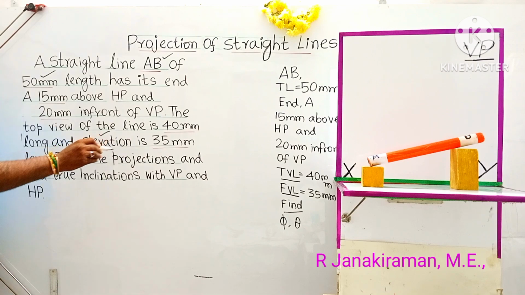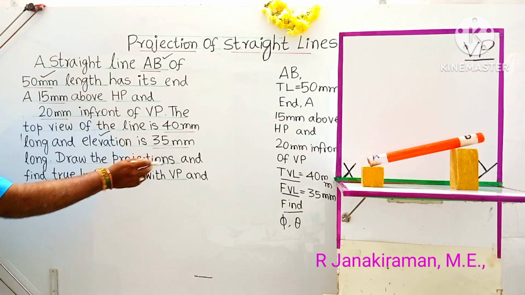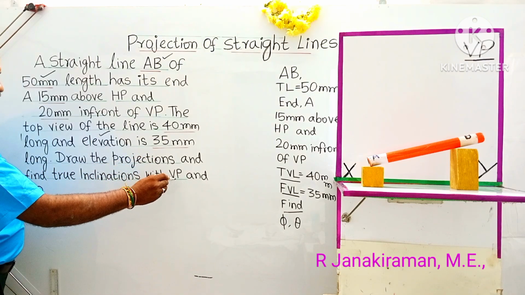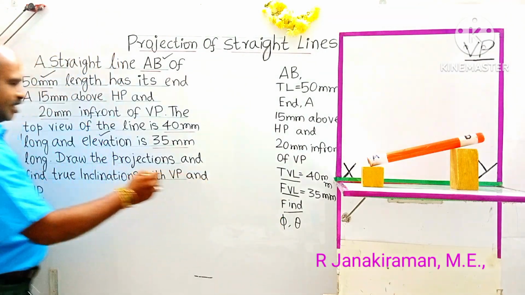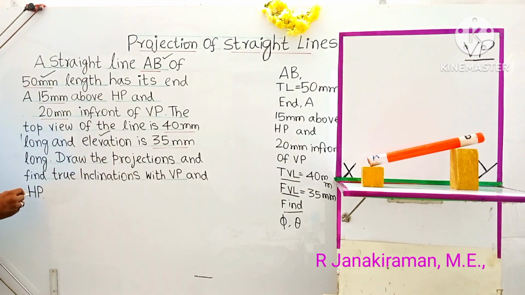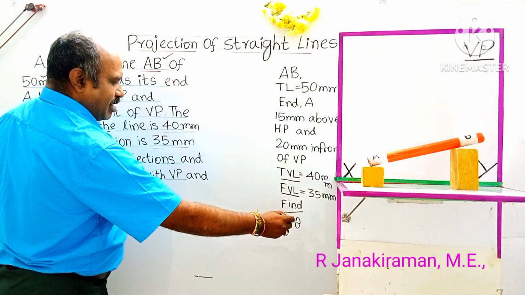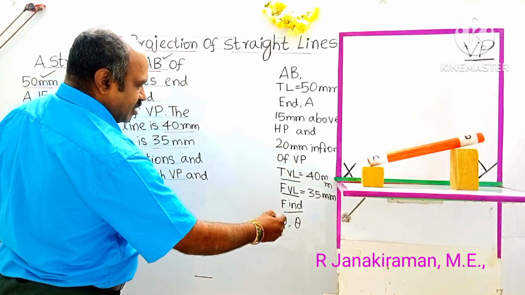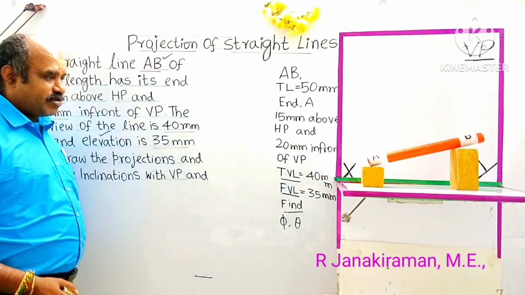Draw the projections means you have to draw the final front view and final top view and show them in the diagram. And find the true inclination with VP. The symbol followed is phi. Similarly, true inclination with HP, the symbol is theta. Theta will come above the XY line when we draw the diagram, and phi, the true inclination with VP, will come below the XY line.